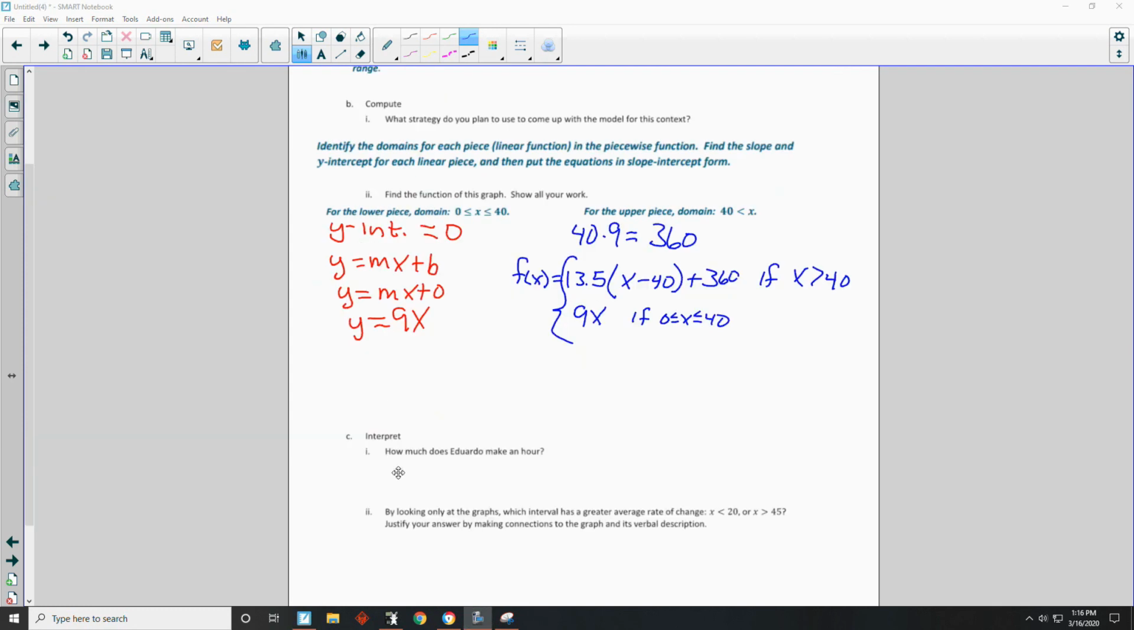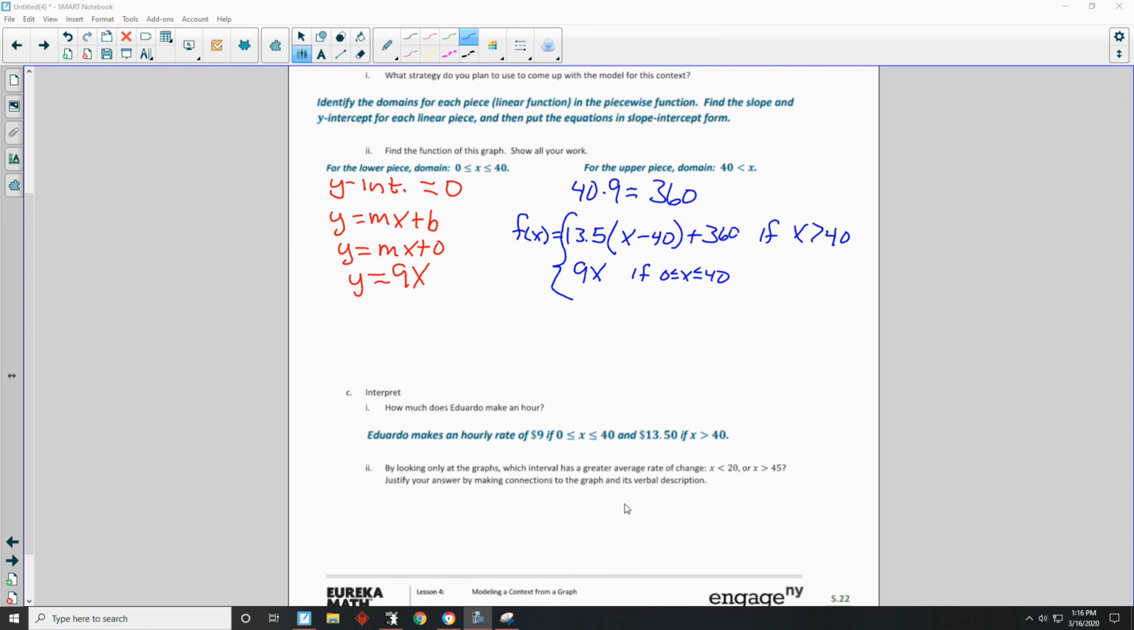Okay, so part C says to interpret. How much does Eduardo make an hour? Well, if it's 40 hours or less, he makes $9 an hour. And if it's more than 40 hours, it's $13.50 an hour. Okay, so there it is.